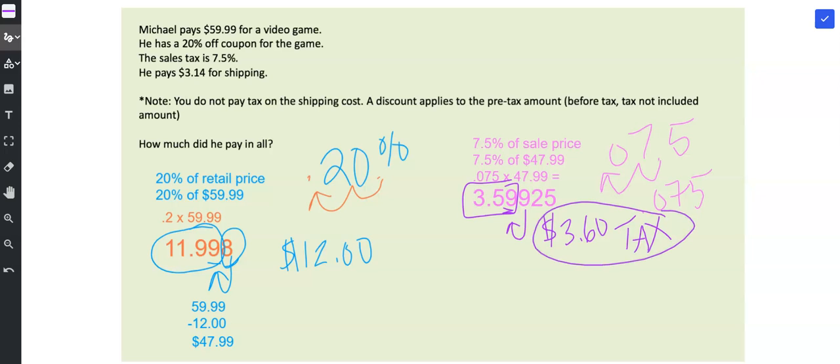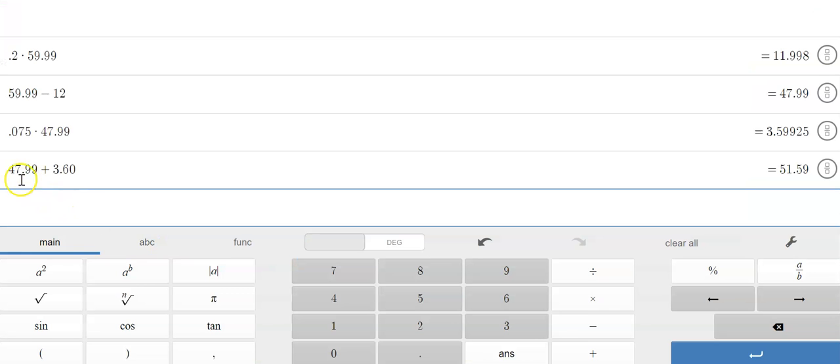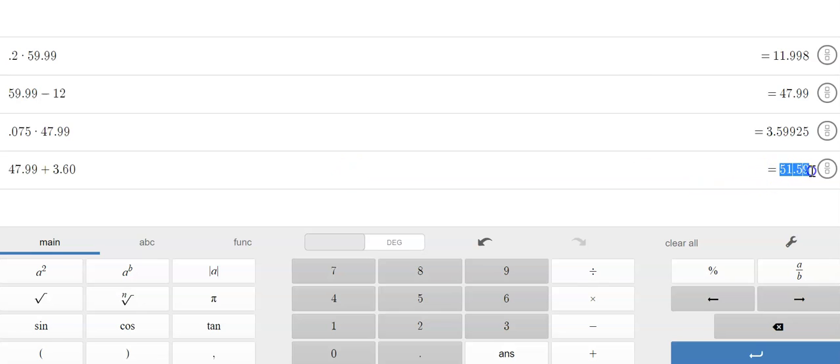And you take a tax and you add it to the sale price, so to the $47.99. So we take our $47.99 and we'll add the $3.60. And that gives us $51.59.